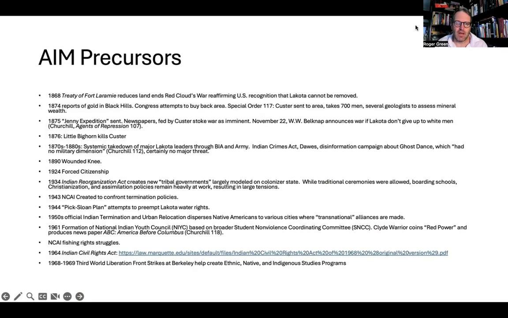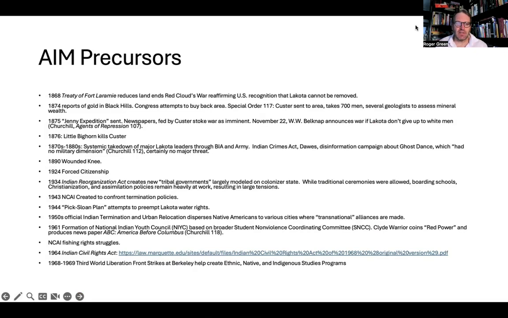So termination is accompanied by urban relocation, which disperses natives to various cities where transnational alliances were made. So in that move of native peoples from reservations to urban areas, there's already a mixing going on of lots of different nations, of different native people. That's why when you get movements like the American Indian Movement, they embrace that term Indian, or Indians of all tribes, for example, right?